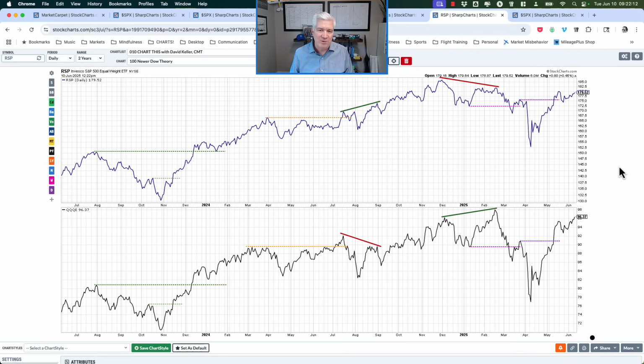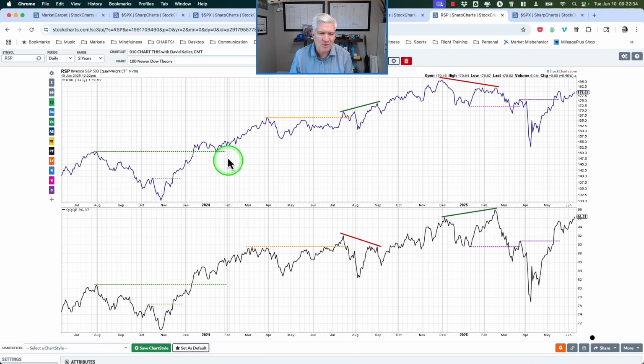Charles Dow used the Dow Industrials and the Dow Railroads. I would say those indexes are not particularly meaningful in 2025. So I use the equal weighted S&P 500, which is ticker RSP. That's an ETF that tracks that index. And the bottom panel is the equal weighted Nasdaq 100, ticker QQQE. The idea is if both of these are making new highs, that's a bullish confirmed structure.